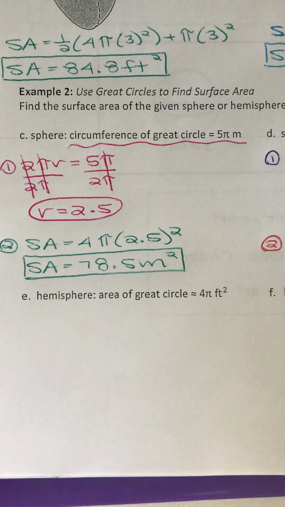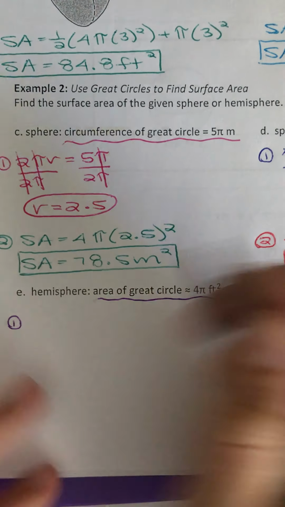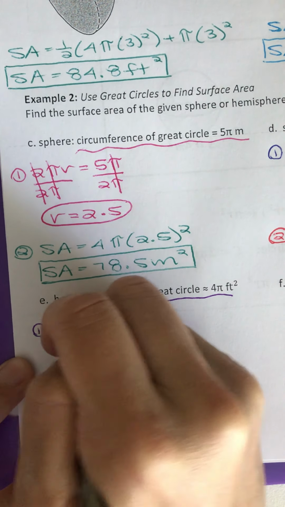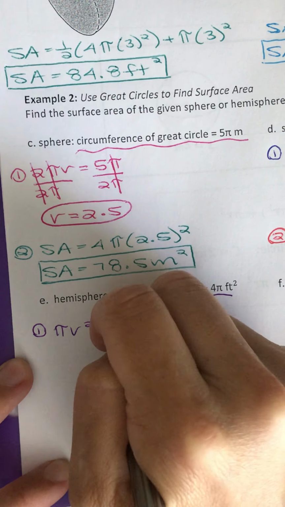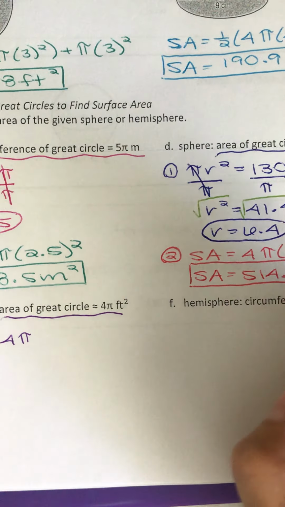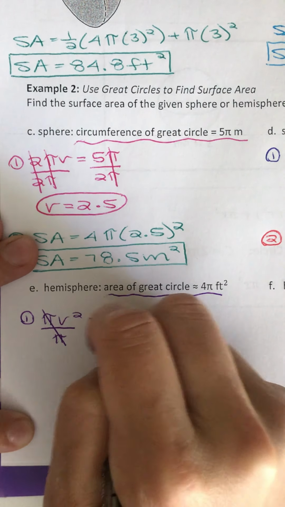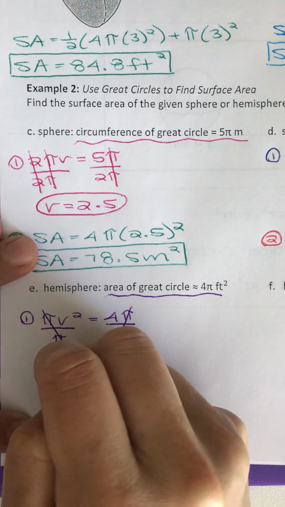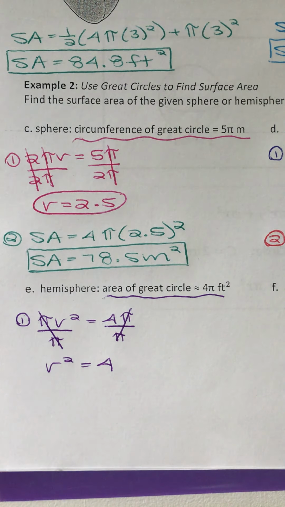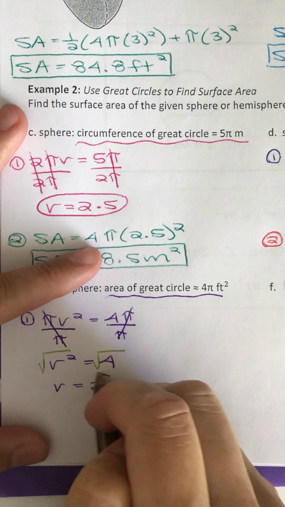All right, let's try the next two. So we're doing another area of a great circle. So that formula is pi r squared, and it equals 4 pi. So I'm going to do the same two steps. Divide by pi, take the square root. This time though, when I divide both sides by pi, it cancels on both sides. So I have r squared is equal to 4. If I take the square root of 4, you should know the answer, but if you don't, your r is going to be 2.